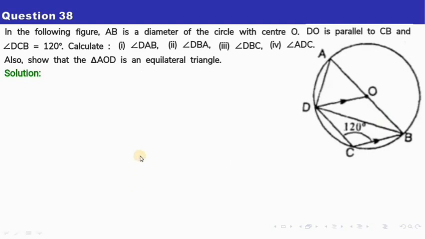Let us continue with the next part of the question, that is to calculate angle DBC. So to calculate DBC, let us check where DBC is. So DBC is this angle.